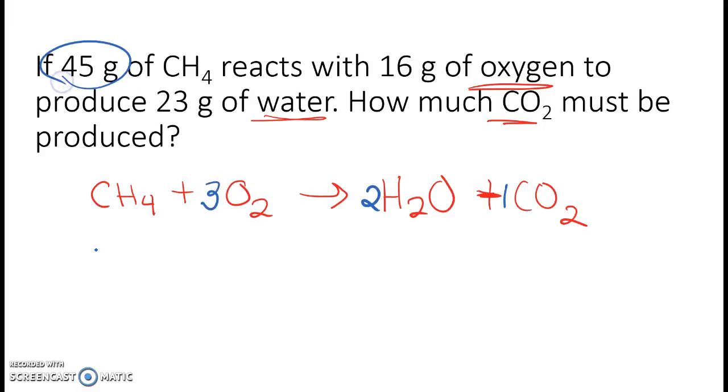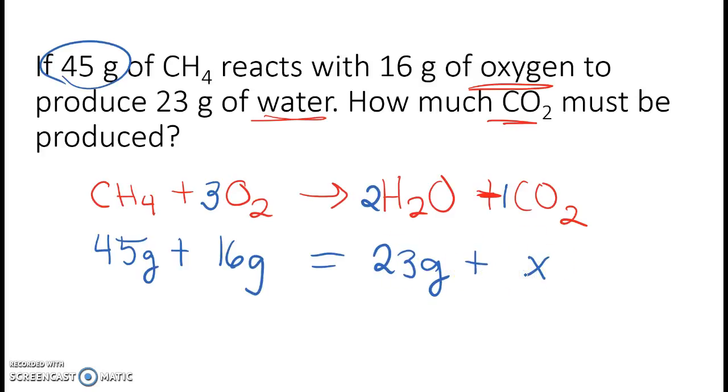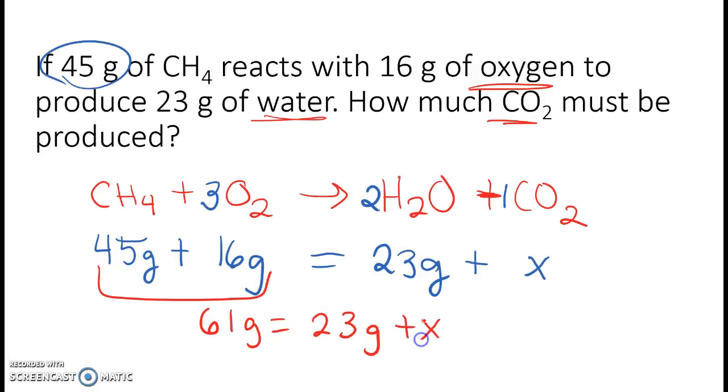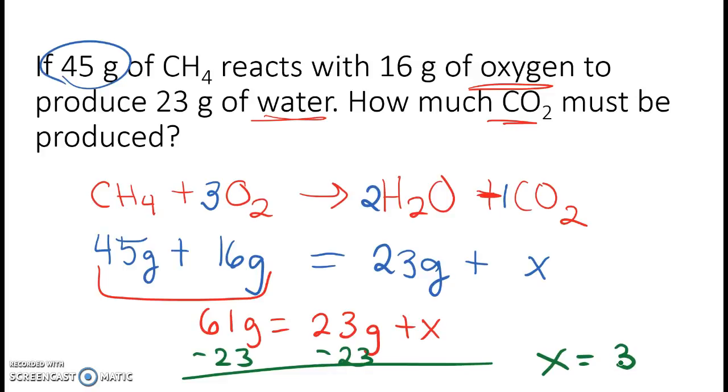So we have 45 grams of the CH4, plus we have 16 grams of oxygen. This needs to equal the product side. So we have 23 grams of water, and then we'll say that CO2 is X. 61 grams, that's what that side is equal to, 23 grams plus X. To solve for X, minus 23 from both sides, and we get X is equal to 38 grams. So that is the amount of CO2 that must be produced in order to follow the law of conservation of mass.